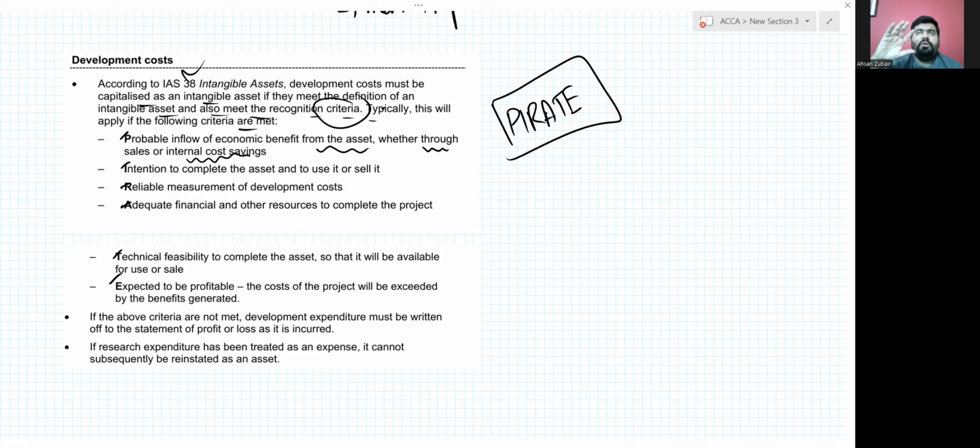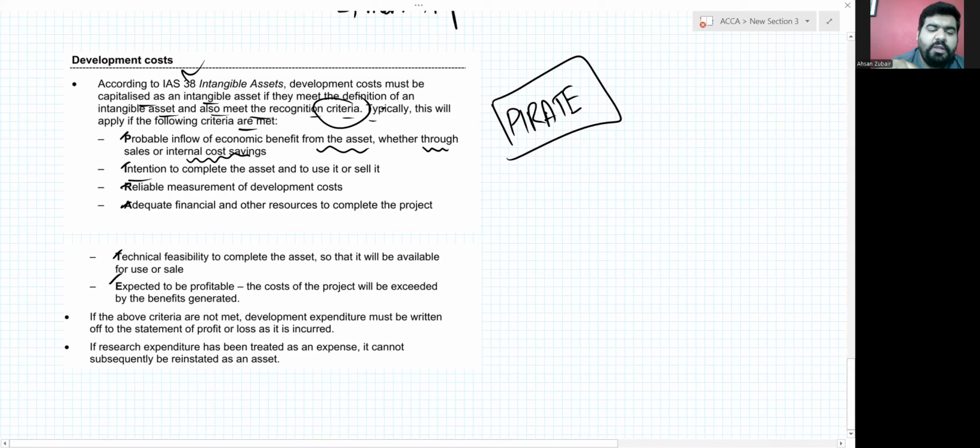You should not get confused with intangible assets, because there are other intangible assets as well, like trademark, copyright, and patent. Here you are in the development phase. In development, you have to understand that you must have the intention to complete the asset.